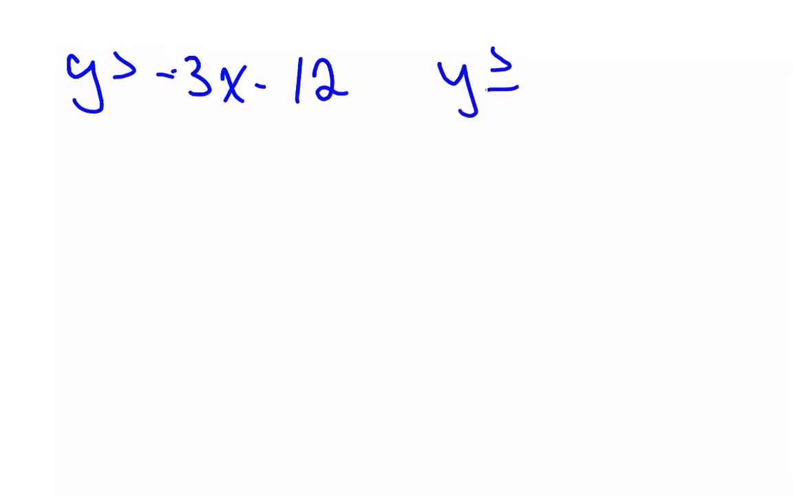Okay, so we want to graph these two. So let me rewrite them up here. So we have y is greater than negative 3x minus 12. And we also want to graph y is greater than or equal to negative 2/3 x plus 3. So let's draw our graph.